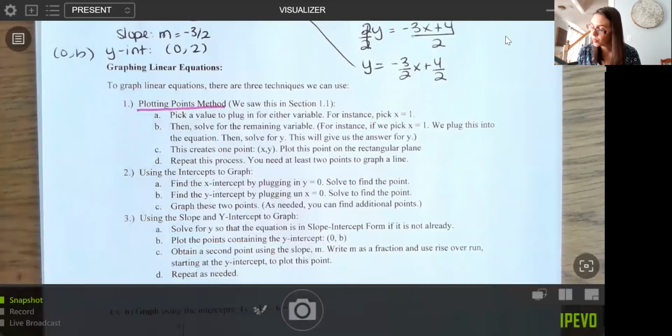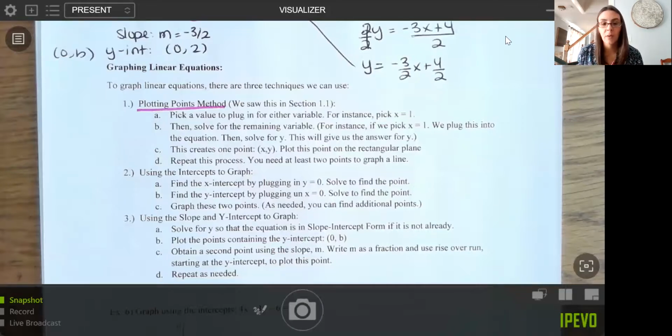Then you plot this point and repeat the process. You need at least 2 points to graph a line. Oftentimes, I like to do a third point just as a check. If you see 3 points in a straight line, then you're probably all set. MyMathLab will probably only let you graph 2, though. It's just a little thing to note there.